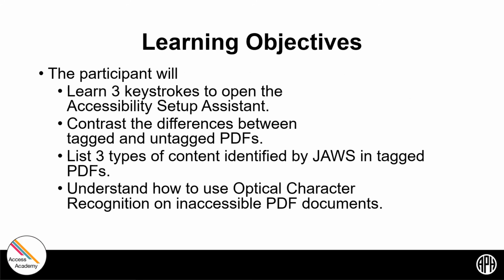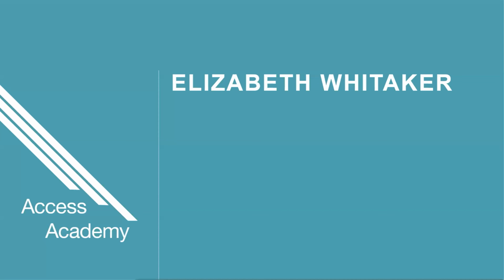Our learning objectives. So we're going to learn 3 keystrokes to open the Accessibility Setup Assistant. We're going to contrast the differences between tagged and untagged PDFs. We're going to give you 3 types of content identified by JAWS in tagged PDFs. We're going to understand how to use optical character recognition on inaccessible PDF documents. So we may not get rid of every bit of frustration today, but we're really going to help you out as much as we can, because as bad as it's been at times, it has gotten a lot better. And to get us started, let's turn it over to Elizabeth.